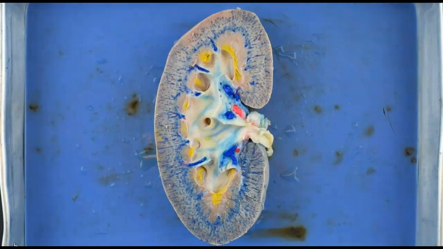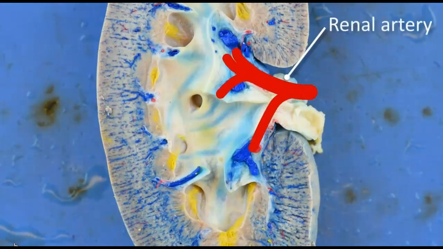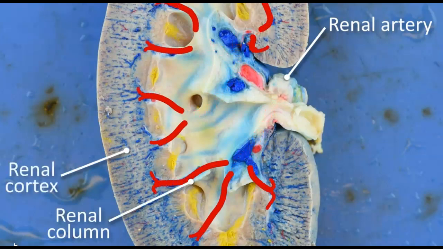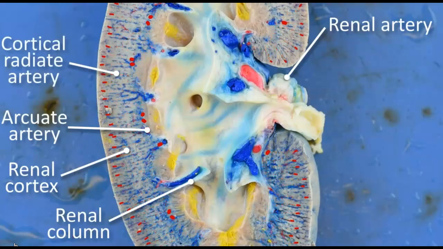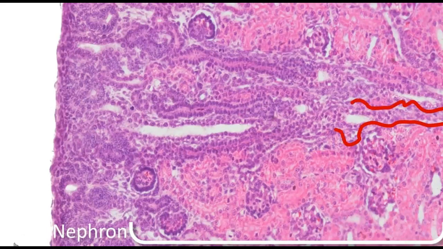How is urine formed? Well, first, blood enters the renal artery, divides into multiple segments called the segmental artery, and then makes its way into the interlobar arteries, arcuate artery, and then the cortical radiate arteries, eventually making its way into the nephron. The functional and structural unit of a kidney is called the nephron. This is where all the filtration is going to happen.